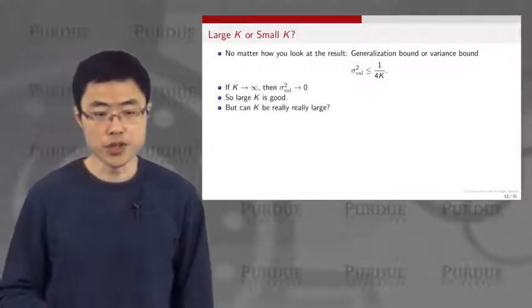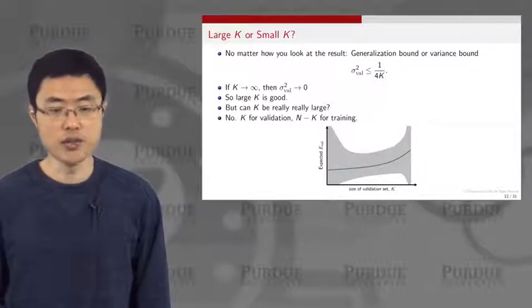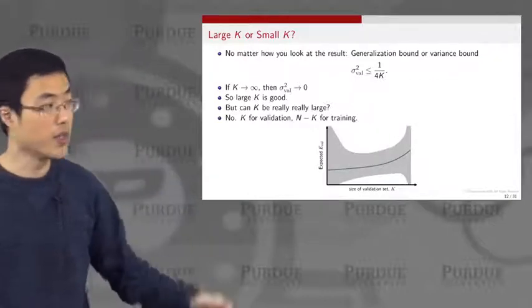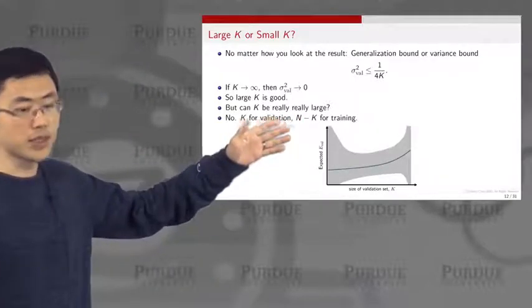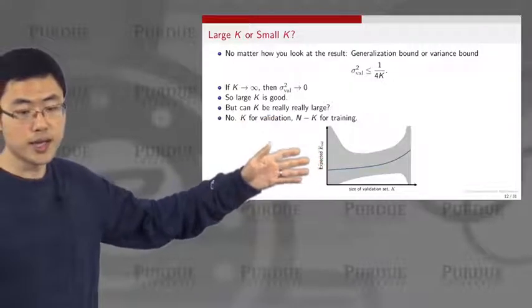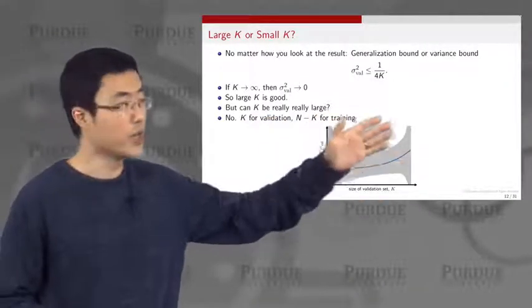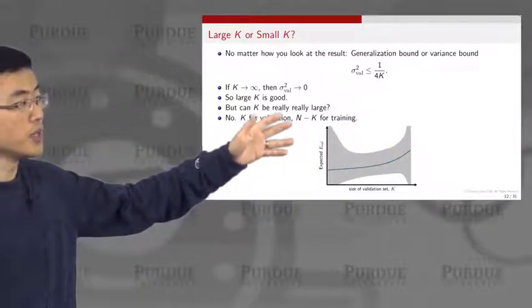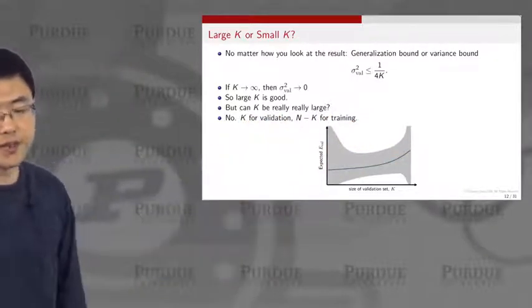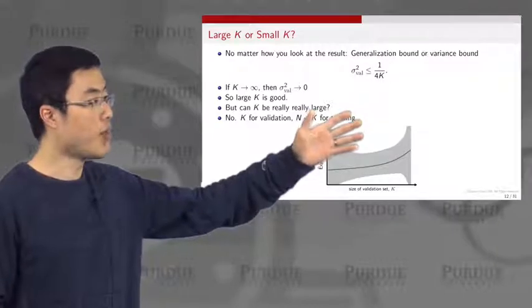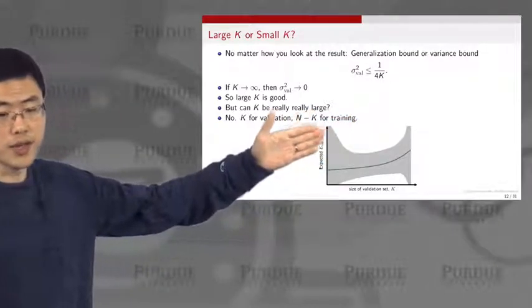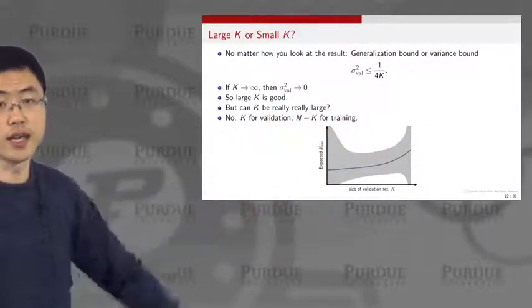So large k is good, but can k be really, really large? It can't, because ultimately what you care about is the expected validation error, and as the validation set grows, this curve will change, where you can see that the shaded region is the variation of the error. And so there should be an optimum operating point, somewhere in the middle, that you want to choose the k from.